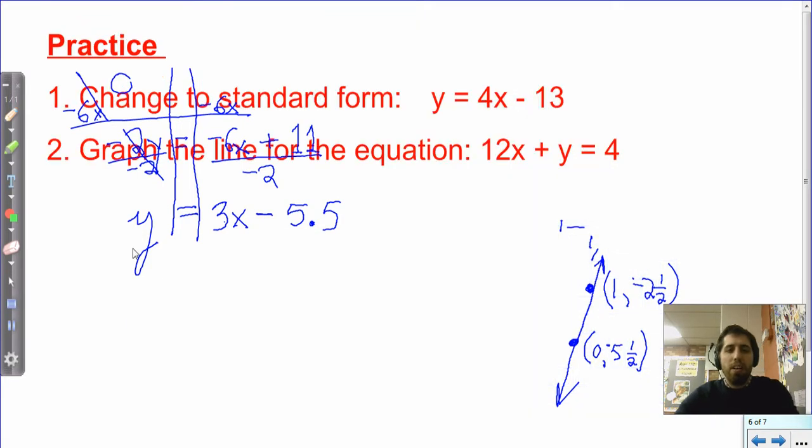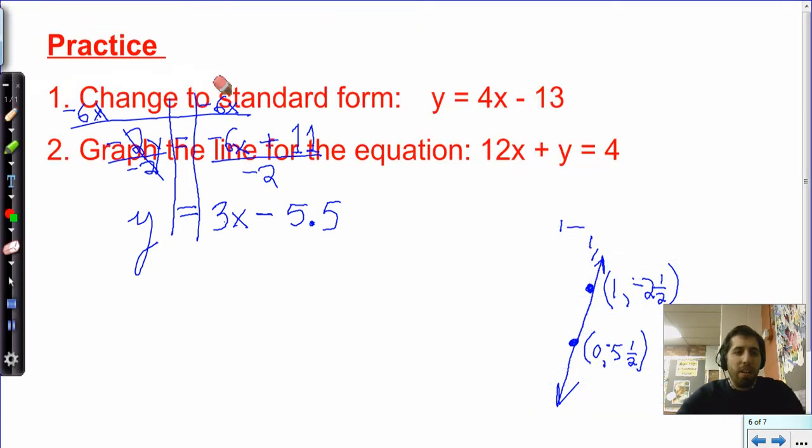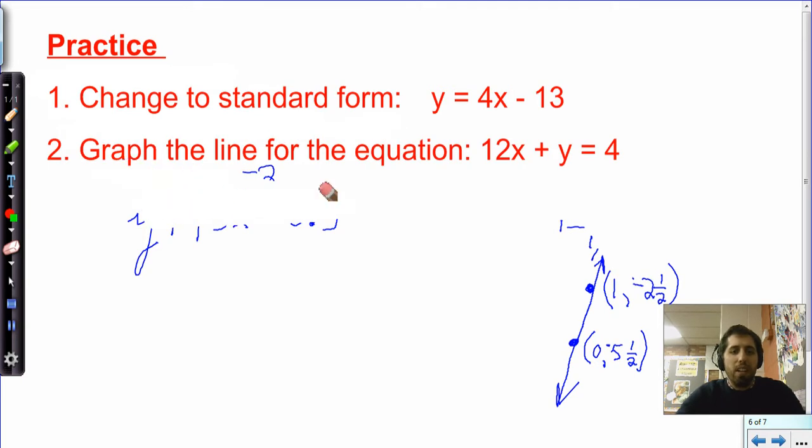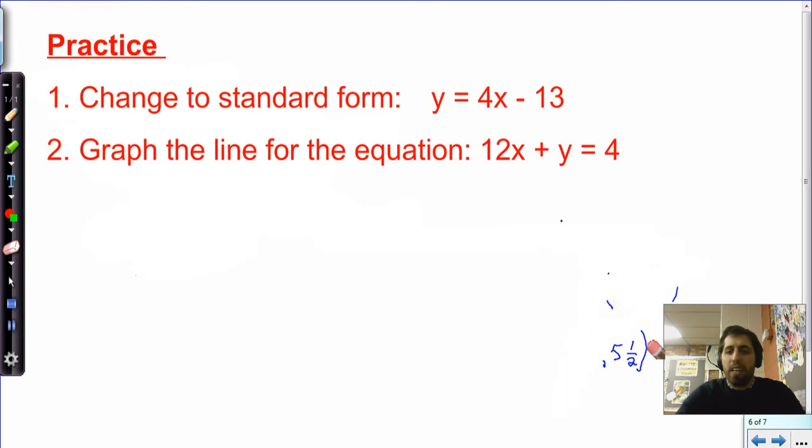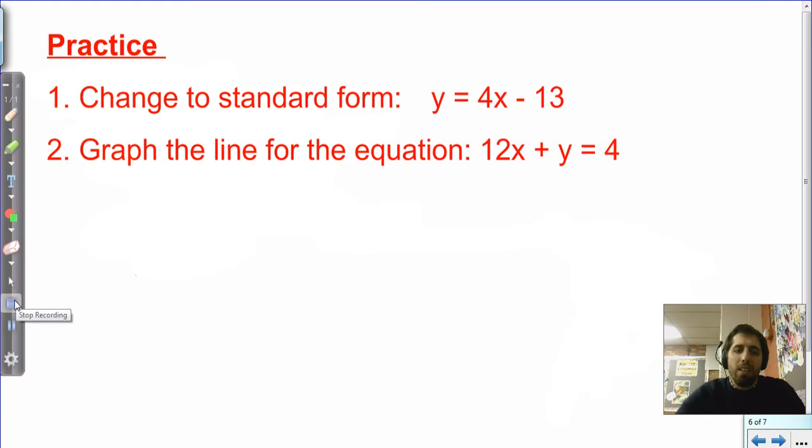So I'm going to leave you with 2 problems on your own. I'll erase this stuff so you can see it. The first one says change to standard form, and it's y equals 4x minus 13. So you need to put that in standard form. You need to know what standard form looks like and how to get there using equation laws. And then the next one, I just want you to graph the line for this equation and think about what is easy to graph when you're given an equation like this in standard form. So best of luck. Do that algebraic manipulation of the equation and also that graphing, and I'll catch you soon.